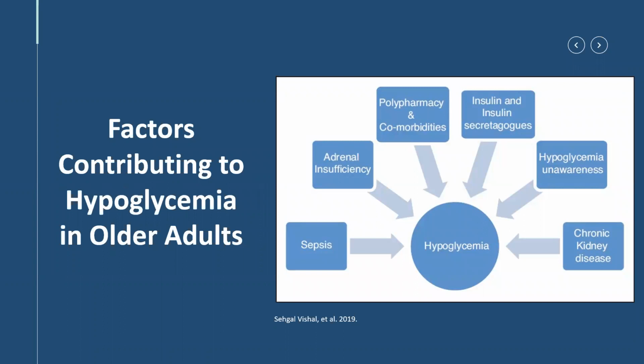So what are some of the contributing factors to hypoglycemia in older adults? I'm just going to focus on some of the medication-related factors. Obviously, polypharmacy and multiple comorbidities. Some medications are more likely than others to cause hypoglycemia, and so when we choose agents, we're very aware of which ones will make that problem worse.